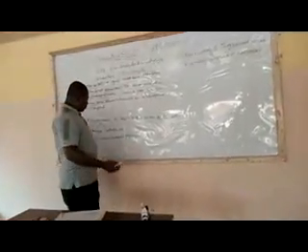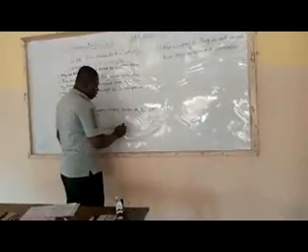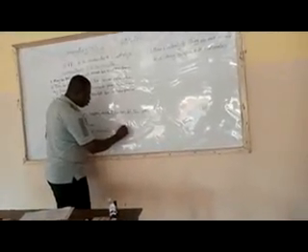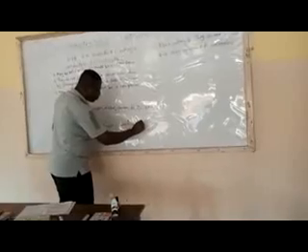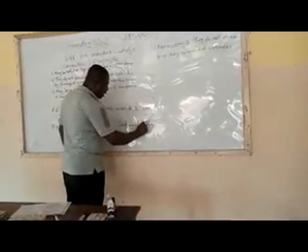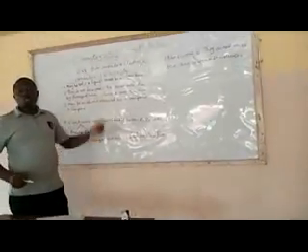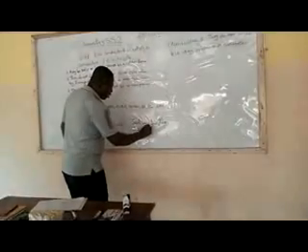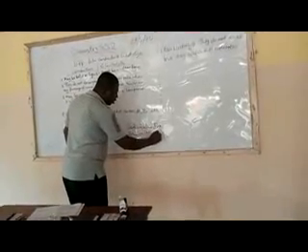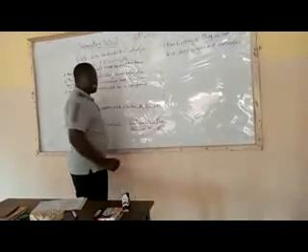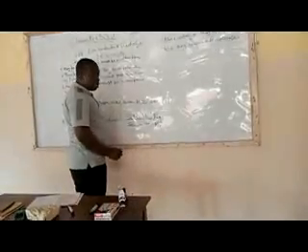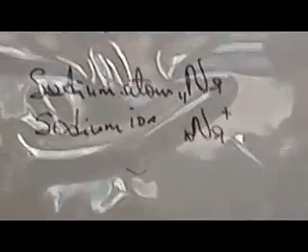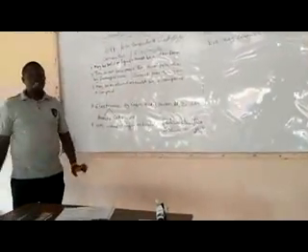For example, a sodium atom, Na, has 11 electrons. But a sodium ion, Na+, does not have 11 electrons. It has 10 because one has been lost. So a sodium ion is positively charged while a sodium atom is neutral.